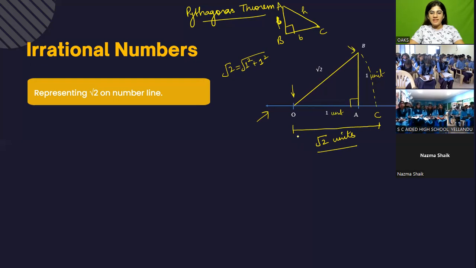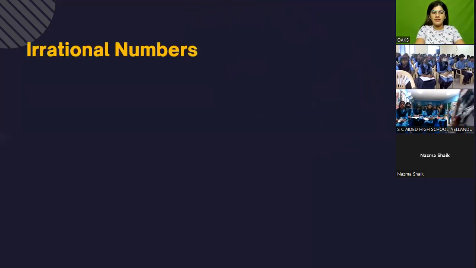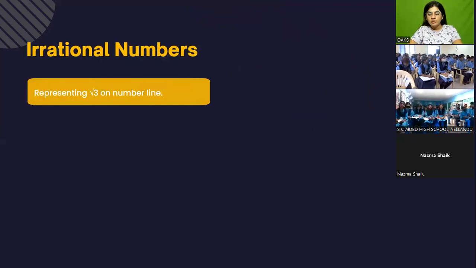So here what we have done, we have just plotted root 2 on the number line. Let's move further and let us revise this. Let's see on another irrational number, does this work? So in the next, that is representing root 3 on the number line. Now for representing root 3 on the number line, this is the triangle. If I want this to be root 3, what will be the measure of base and the perpendicular? Any guesses will work. Can you tell me, anyone from school 1?